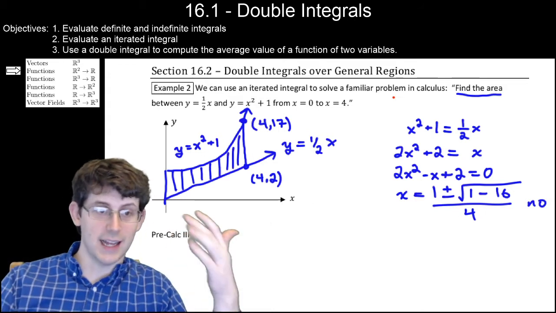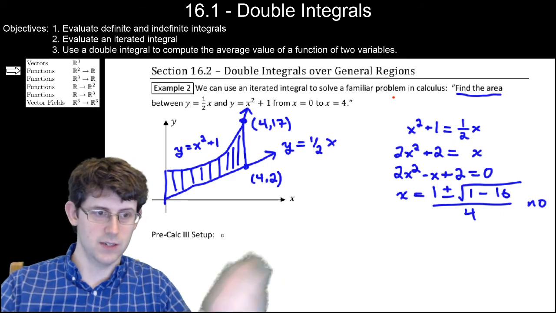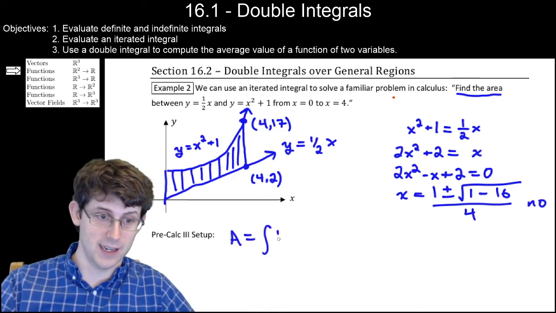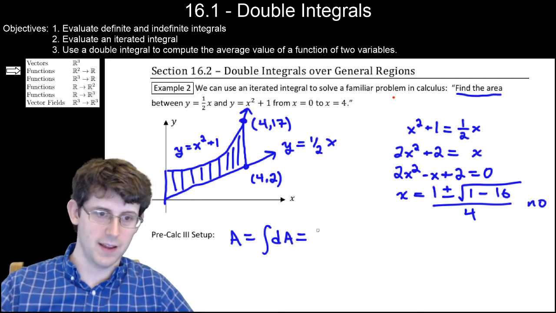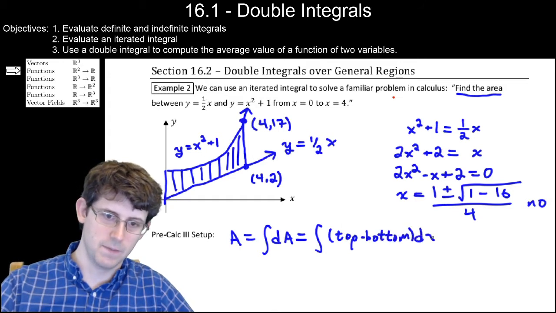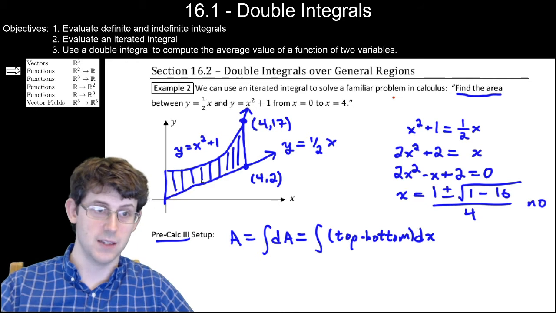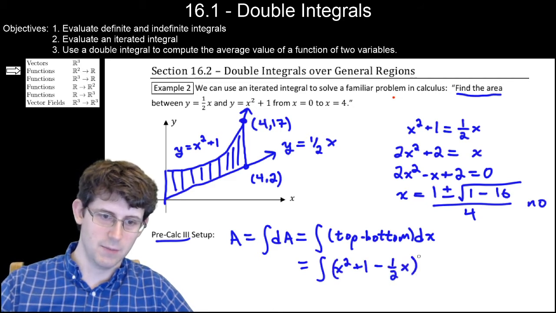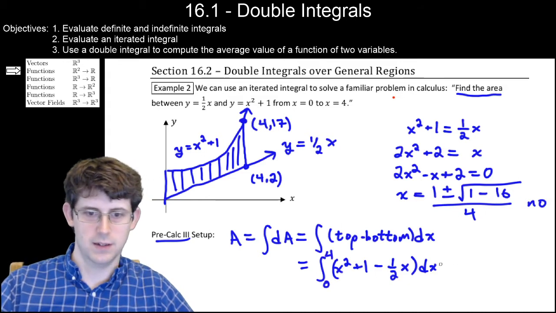Now when you did this in a Calc 1 or a Calc 2 class, what you would do is you would say, okay, well, I have a bunch of different formulas for the area. One of them is the top function minus the bottom function times dx. So this is before Calc 3. You were able to solve this problem. The top function was x squared plus 1. The bottom function is 1/2 x. I can multiply that by dx and take the integral from 0 to 4. And we'll get an answer.